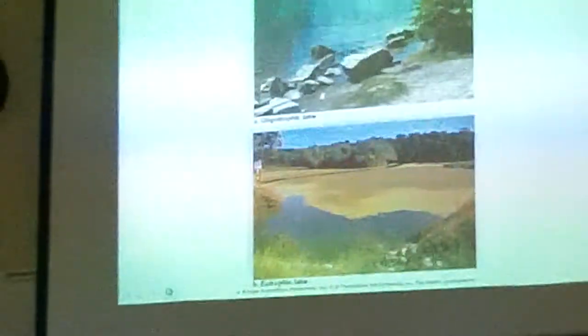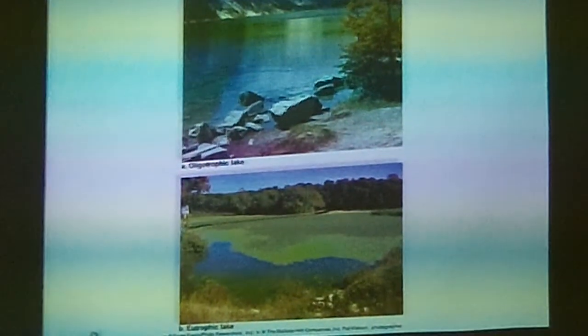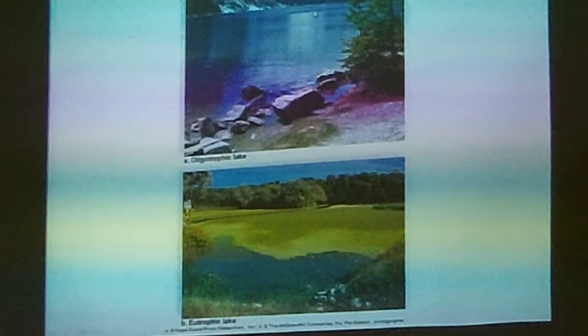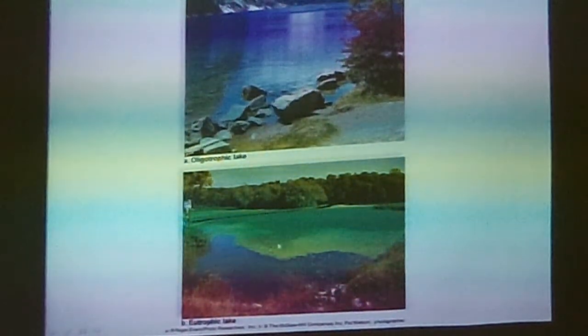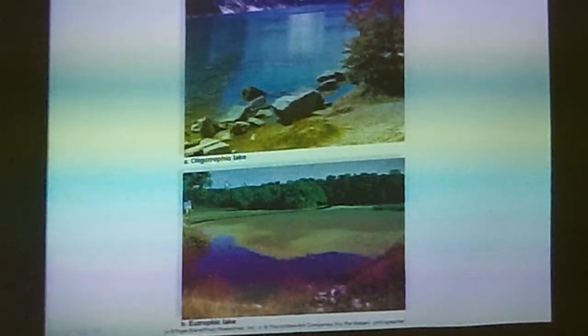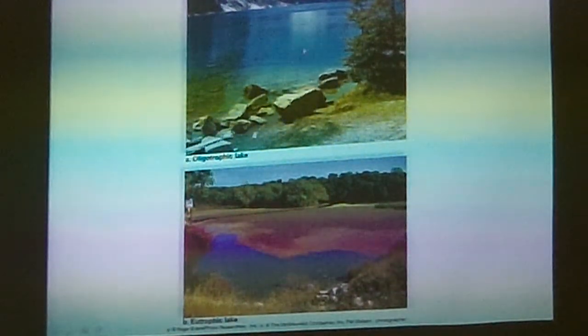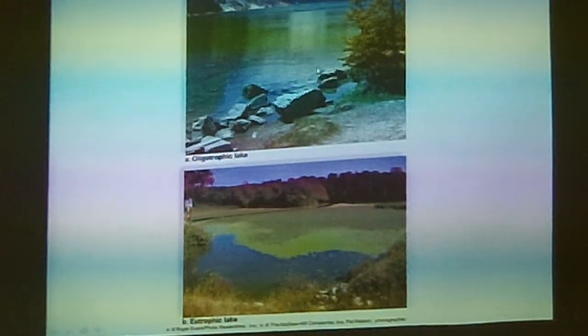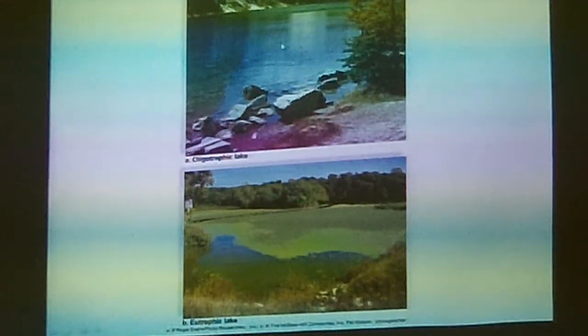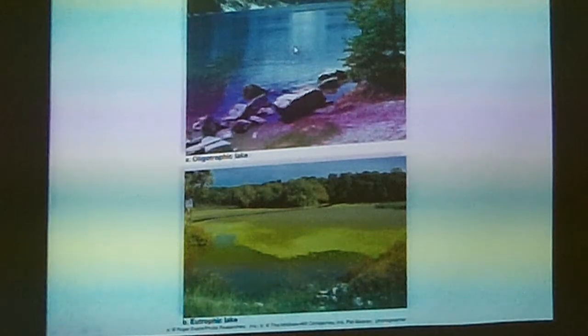Now, a couple of words you need to know. If we're talking about lakes here, there are different types of lakes. Some lakes we call oligotrophic, and some lakes we call eutrophic. Now, an oligotrophic lake is usually a very pretty lake. The water is clear, and an oligotrophic lake basically doesn't have a lot of nutrients in it.